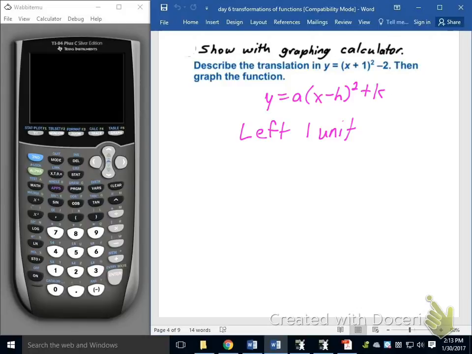So, I forgot the word translated. You should include that. And down 2 units. This is the answer for the problem as far as describing the translation. We're going to graph the function. I'm actually just going to graph it on my calculator and make sure that's what it looks like.